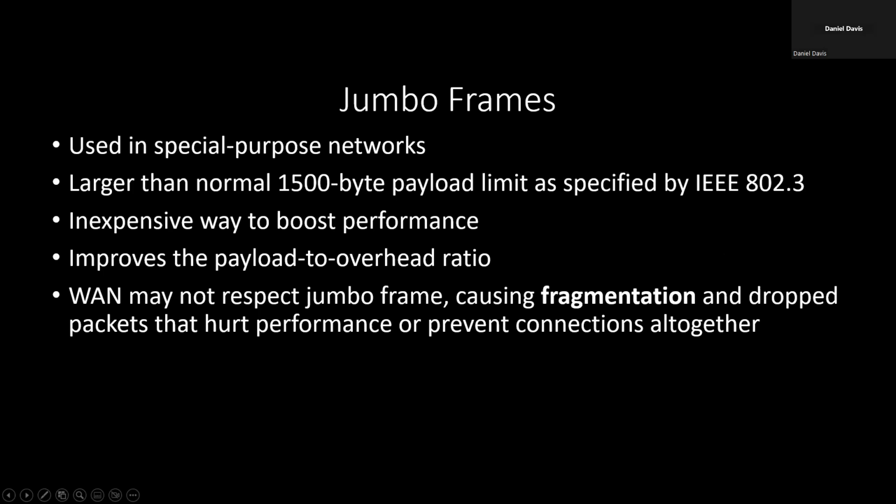It's an inexpensive way to boost performance. It improves the payload to overhead ratio. The way your book phrases this is that WANs may not respect jumbo frames. So again, if we're trying to communicate out over the internet with these jumbo frames, we may run into issues. So one may be fragmentation, where it breaks those frames back apart into smaller frames, or sometimes we may get dropped packets altogether. So again, in our own network, it's easy to configure our own devices to handle jumbo frames and work together on that. But sometimes when we're communicating out over a wider network, we may end up having some trouble.